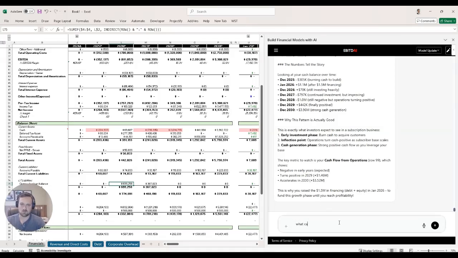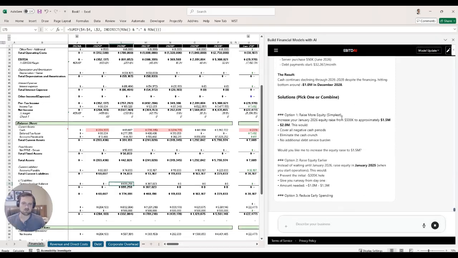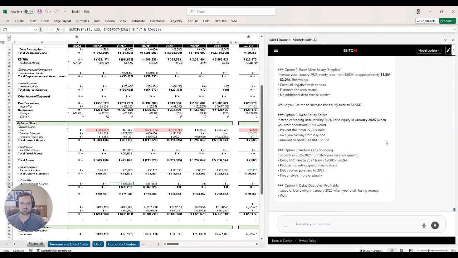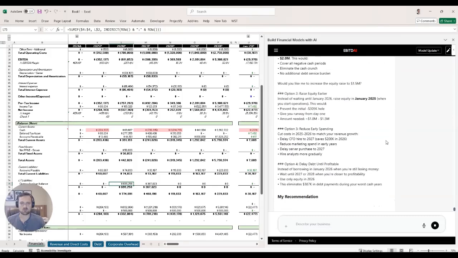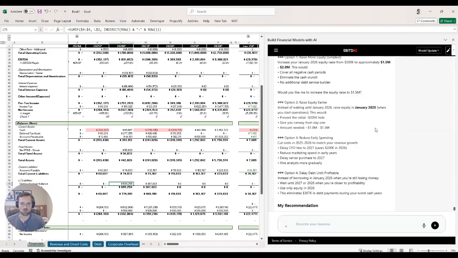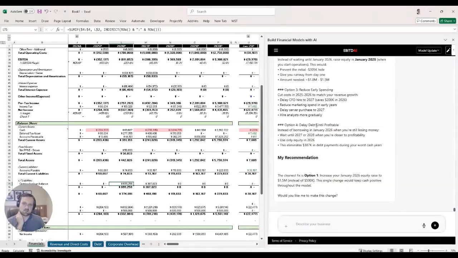What can I do? Make cash not negative. Here it's telling us the problem again and then showing us some solutions. So we can raise some more equity. We can raise equity earlier. We can reduce early spend, or we could delay the debt until profitable. So interesting, the debt is actually not helping us.